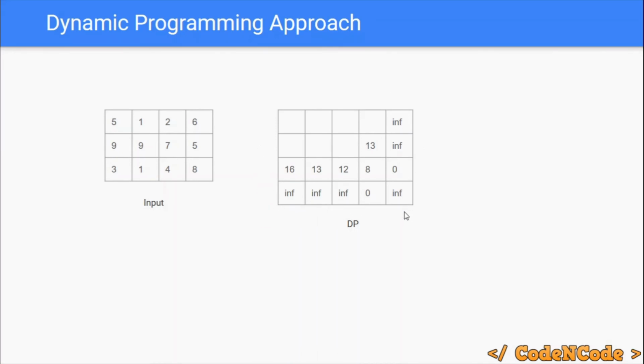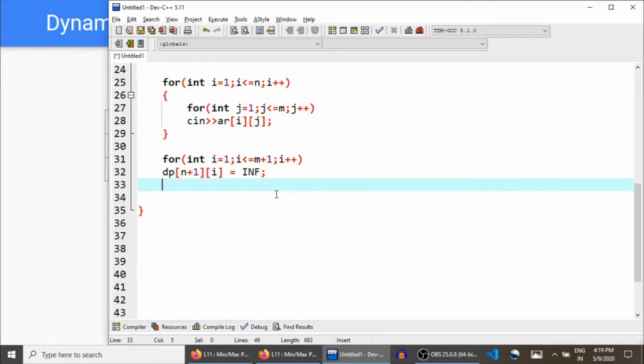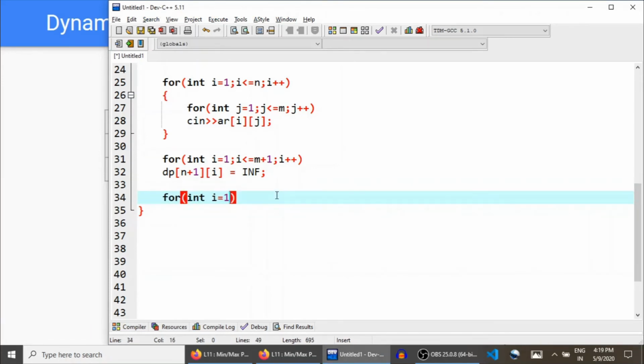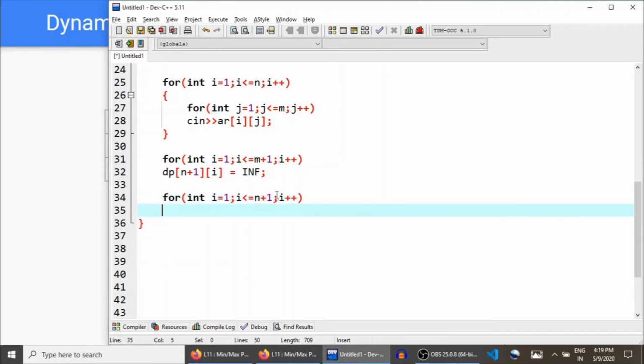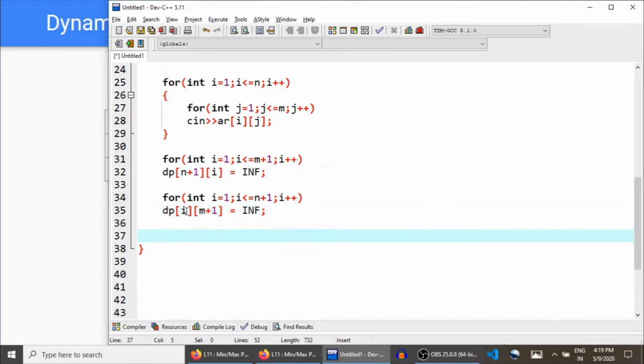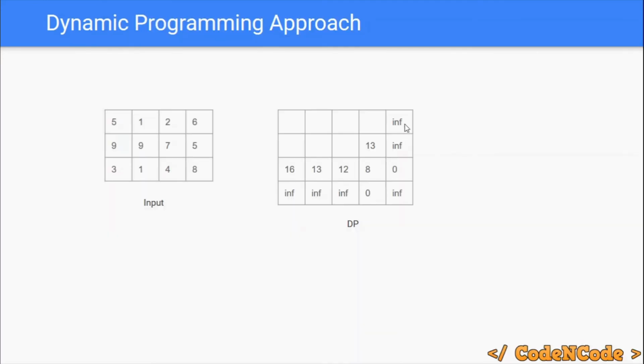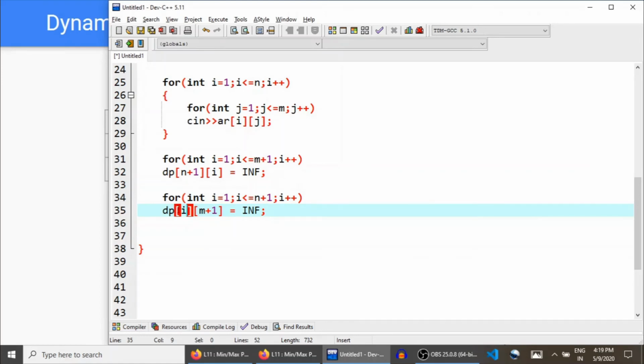Now the last column. How many rows are there? For i equals 1, i less than or equal to n plus 1, i plus plus, dp of this row inside the m plus 1th column is equal to infinity, right? I guess this is correct. For each row we are filling row-wise in the m plus 1th column, till n plus 1. Okay, everything's fine. We have filled everything with infinity.